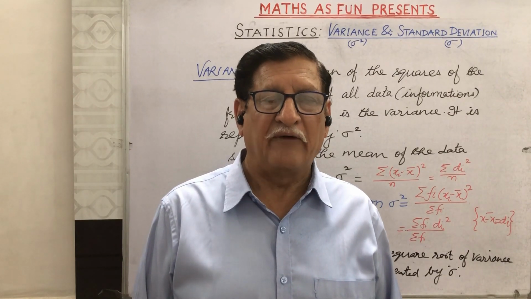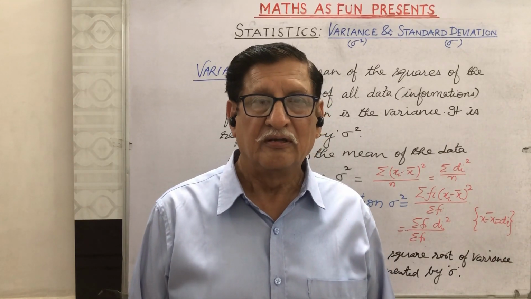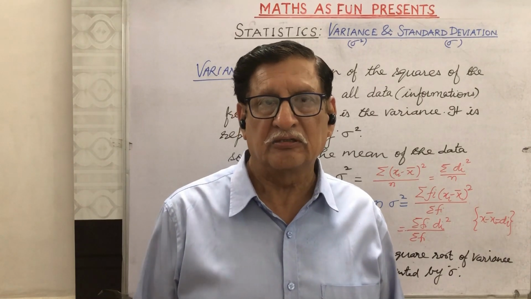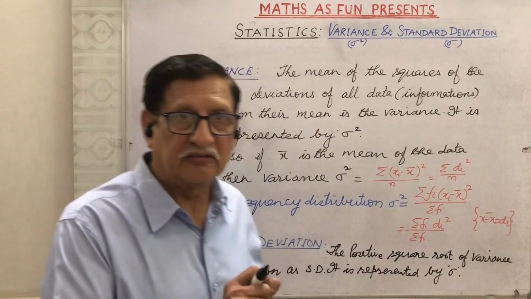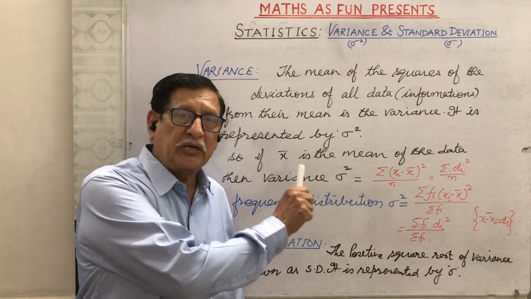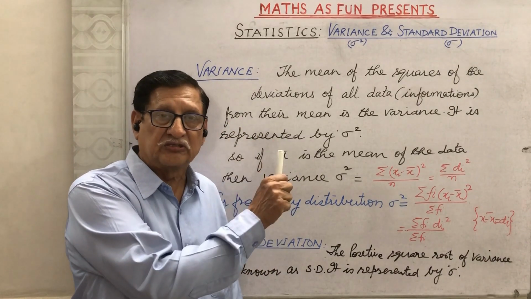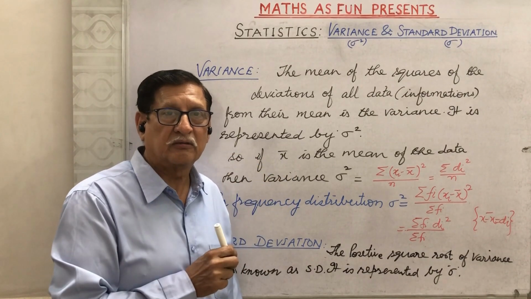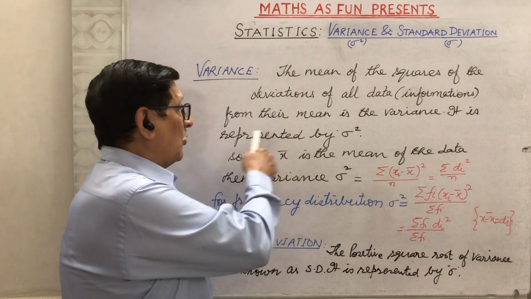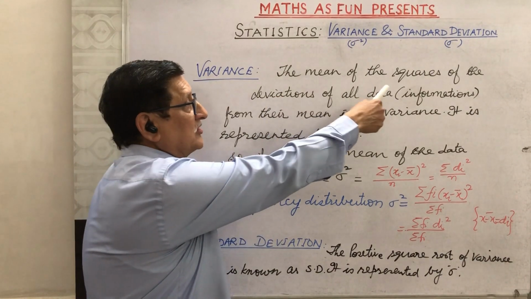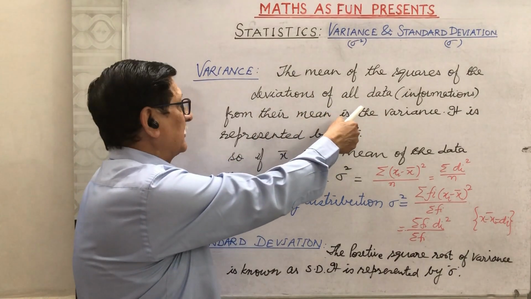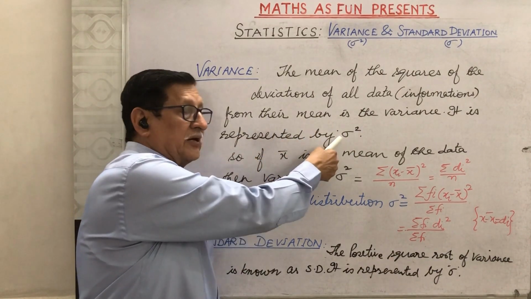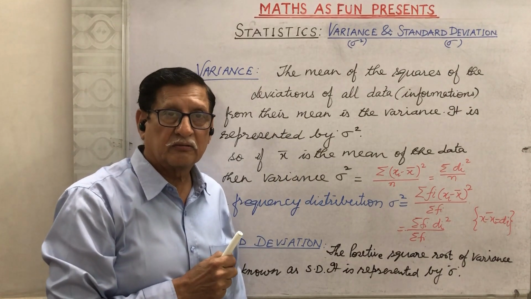Hello everyone. After learning about the mean deviation, in this video we will learn about the variance and the standard deviation. What is variance? Variance actually is the mean of the squares of the deviations of the data or the informations from their mean. In that case, we can say that the mean of the squares of the deviations of all data from their mean is the variance, and it is represented by small sigma square.